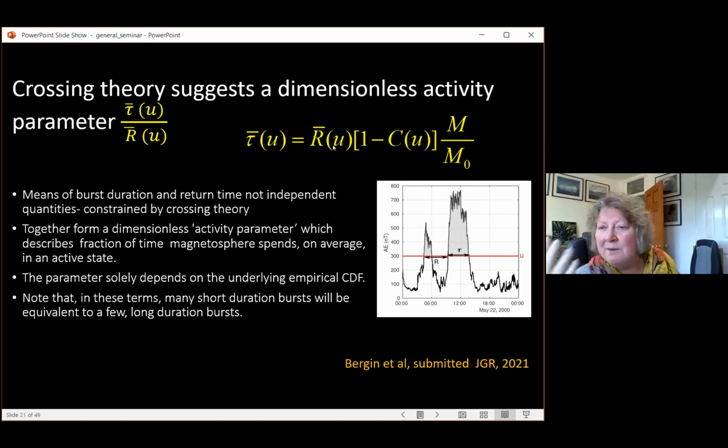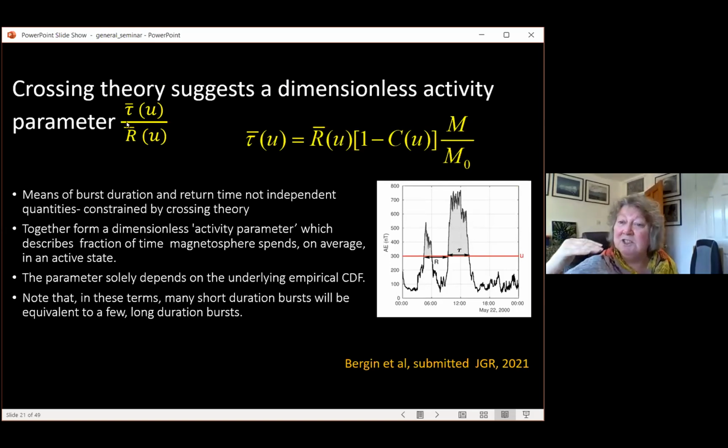Or I can say, well, what about events that happen once every 3 months, how long do they typically last? And it just depends on C. And now I know how C goes up and down with the solar cycle, so now I can say something about this. So we were thinking of calling it an activity parameter.